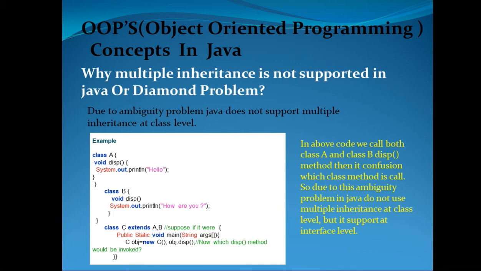As we see in the above code, we call the display method of both class A and class B, and it is confusing which class method is called, as I said earlier. Due to this ambiguity problem, Java does not use multiple inheritance at class level, but it supports it at interface level. This is a very important interview question, so please note this question.